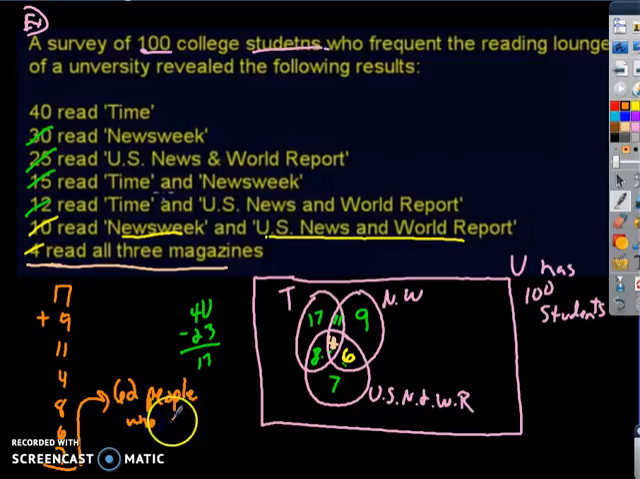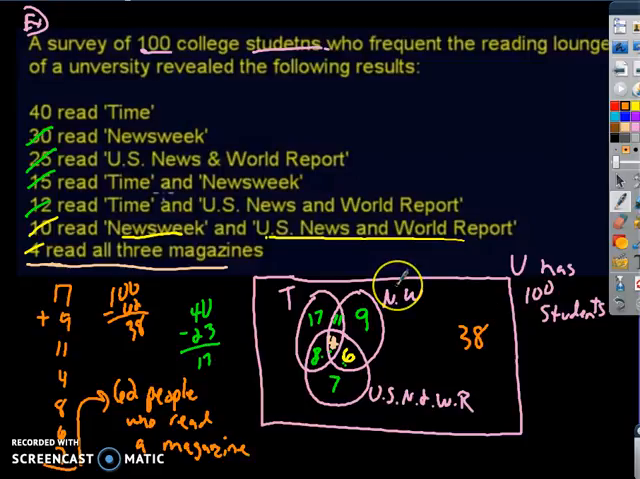who read at least one magazine. So there's 62 people who are reading here. That leaves you with 100 subtract 62. It's 38. Leaves you with 38 people left in the universe who don't read any of those magazines. All right, so this is my Venn diagram. I'm going to stick with this, and I'm going to use it to answer any other questions about this problem.